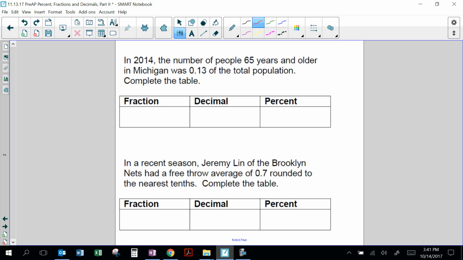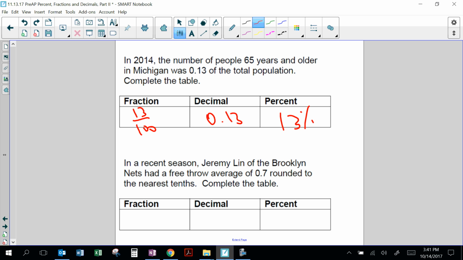So in 2014, the number of people 65 years and older in Michigan was 13 hundredths of the total population. Complete the table. Well, how would you say this with place value? 13 hundredths. A percent is anything per 100, so it must be 13%.